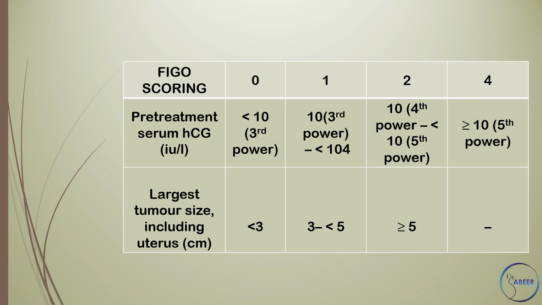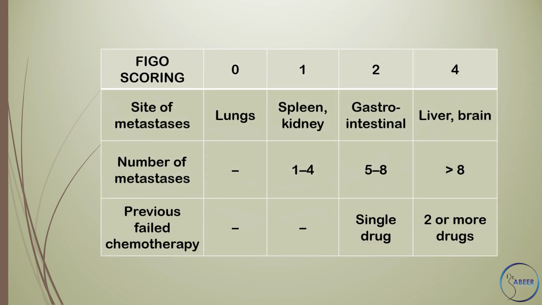Largest tumor size, including uterus, in centimeters: less than 3 has a score of 0. 3 to less than 5, score of 1. More than or equal to 5 has a score of 2. Site of metastasis: for the lungs, it's 0. Spleen and kidney is 1. Gastrointestinal is 2. And liver and brain has a score of 4.